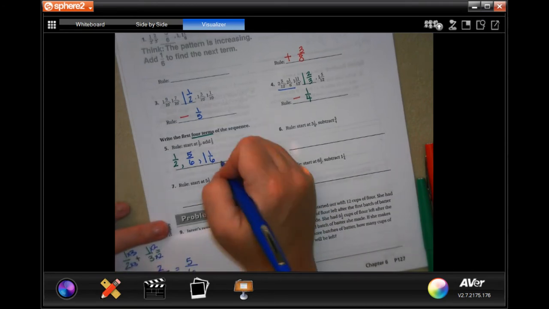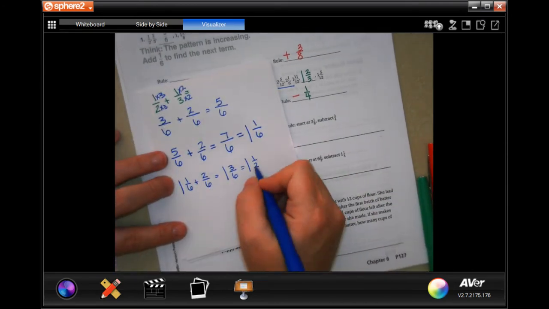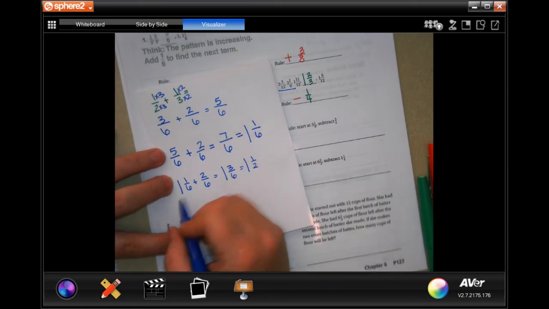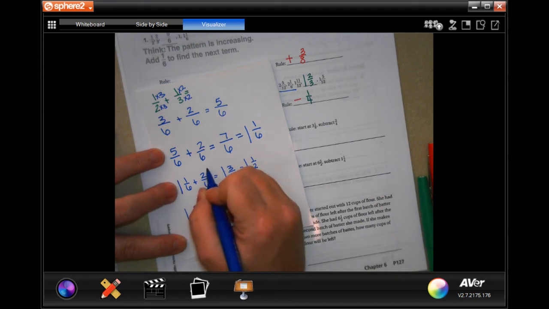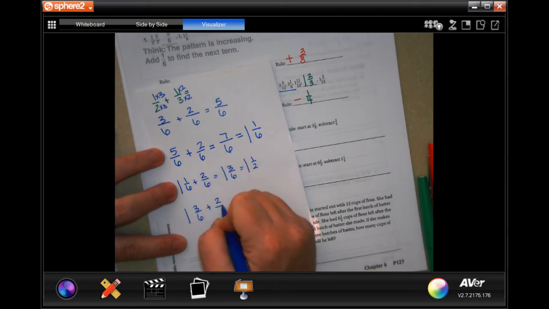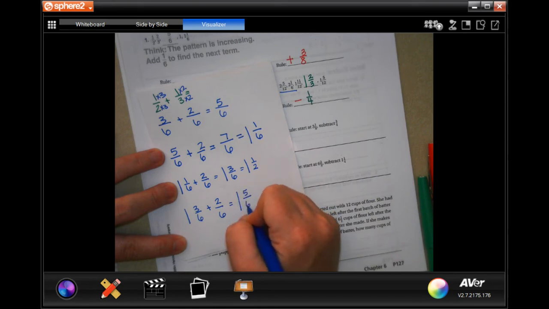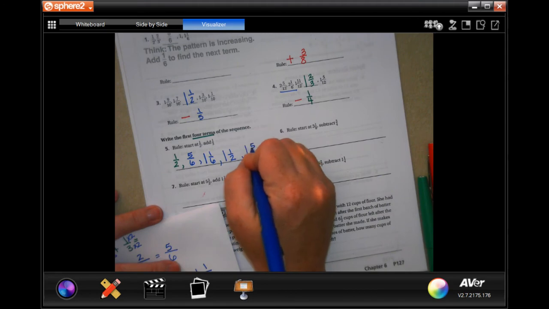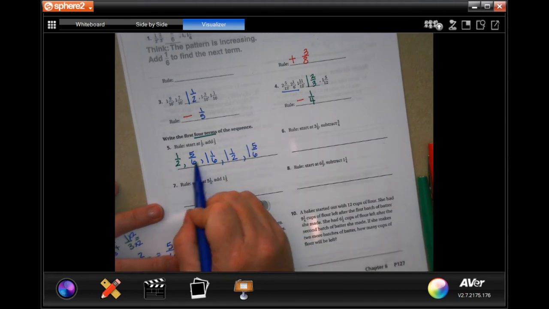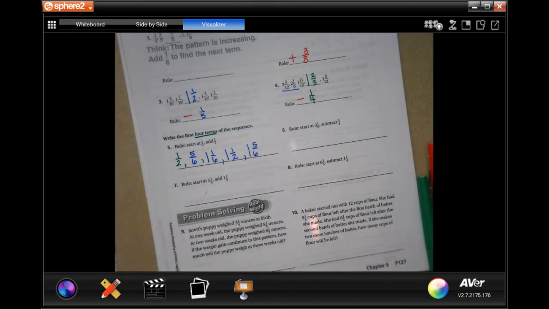So 1 1/2, okay? 3/6 though is what I'm going to use for my next one. So 1 and 3/6, again, plus 2/6 equals 1 and 5/6. Okay? Now I've got my 1, 2, 3, 4, and I'm good. Okay? So that's that one.